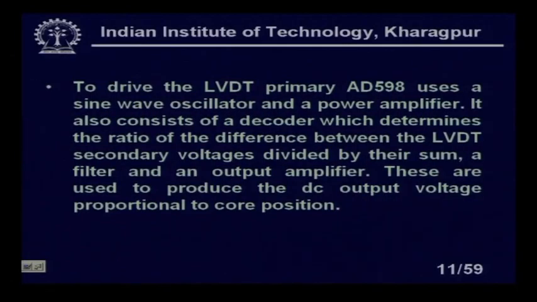To drive the LVDT primary, AD598 uses a sine wave oscillator and a power amplifier. It also consists of a decoder which determines the ratio of the difference between the LVDT secondary voltages divided by their sum, and a filter and output amplifier. These are used to produce the DC output voltage proportional to the core position.